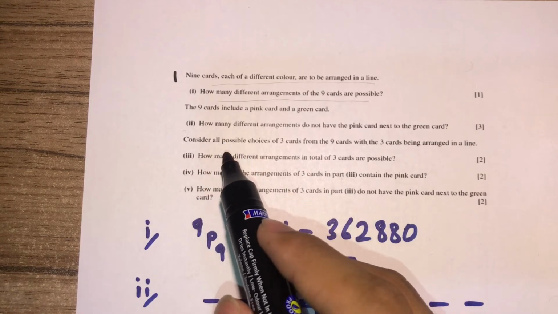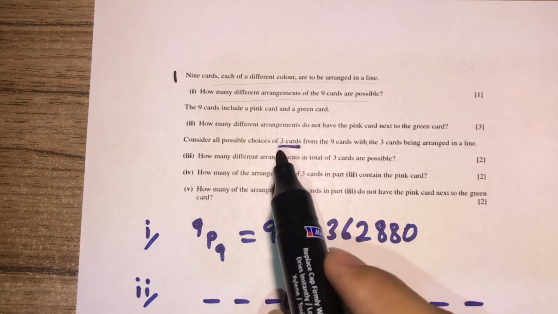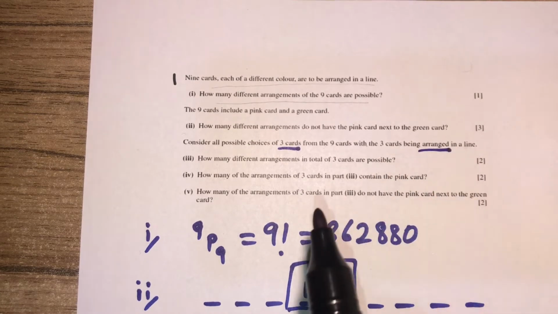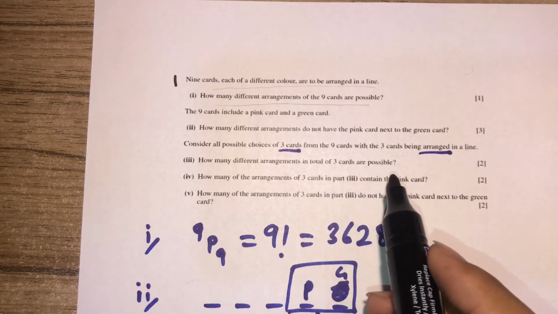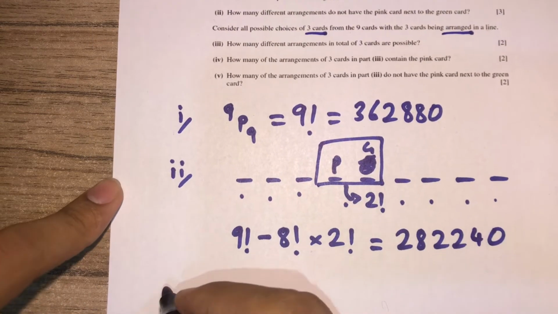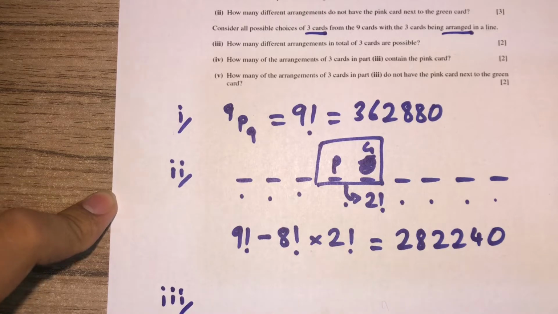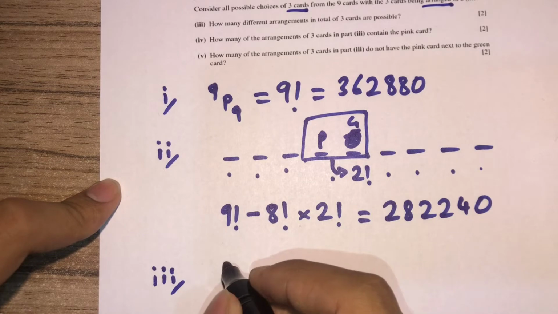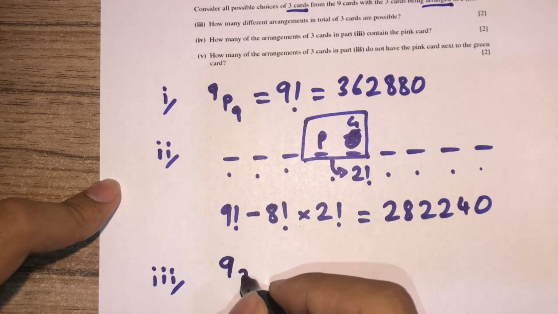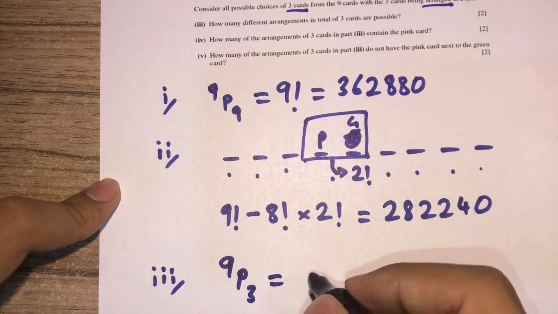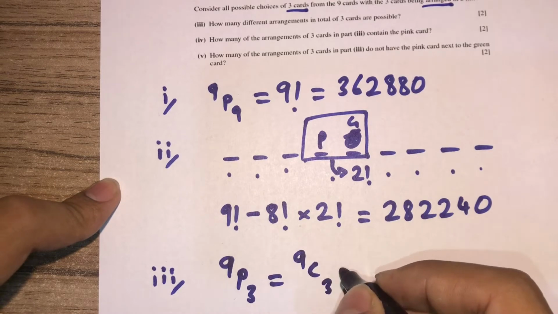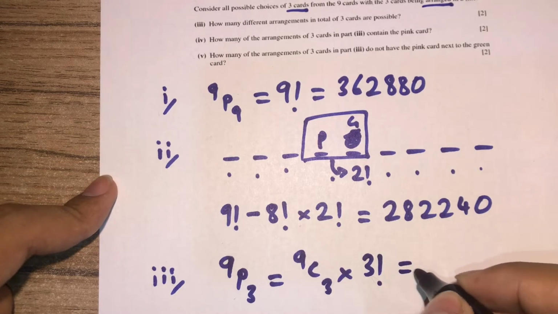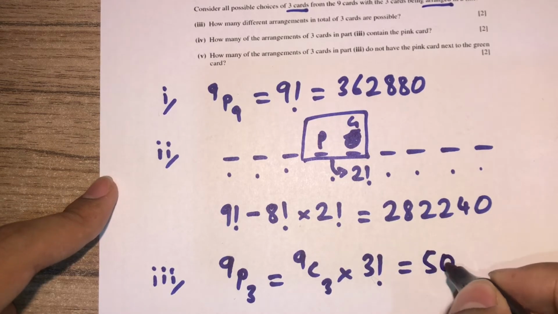Next part, they're saying consider all possible choices of 3 cards. Now we're taking 3 cards from the 9 cards, and the 3 cards have to be arranged. How many different arrangements in total of 3 cards are possible? So out of 9 cards, we have to choose 3 cards and arrange them. So there are 2 methods for this. One could be directly arranging 3 cards from the 9 cards, or you could first choose 3 cards and then arrange them. These will both give 504.